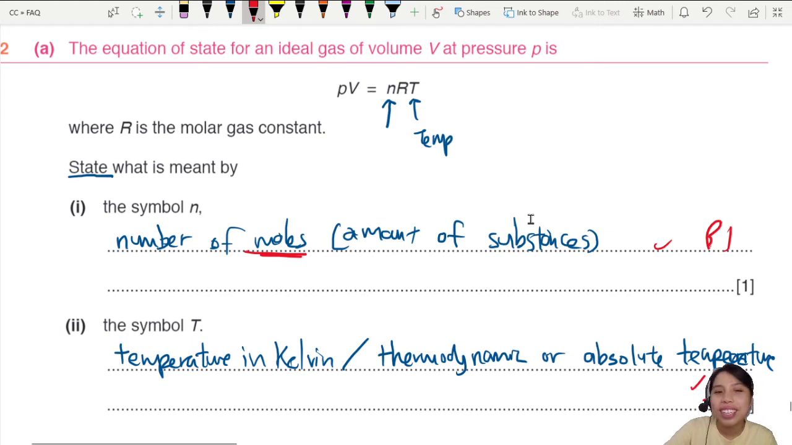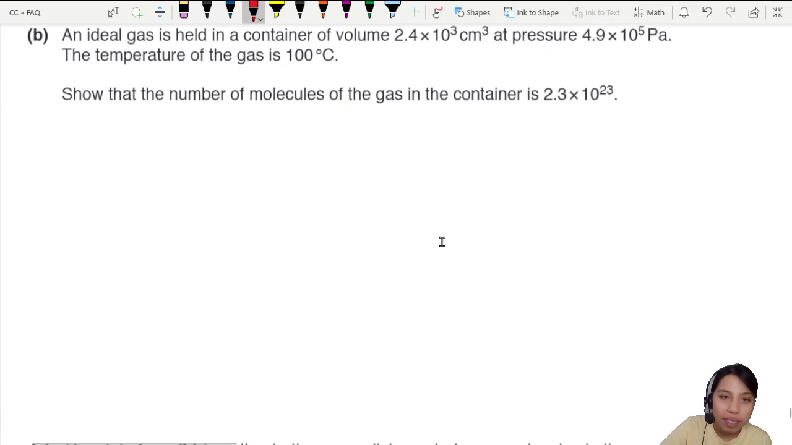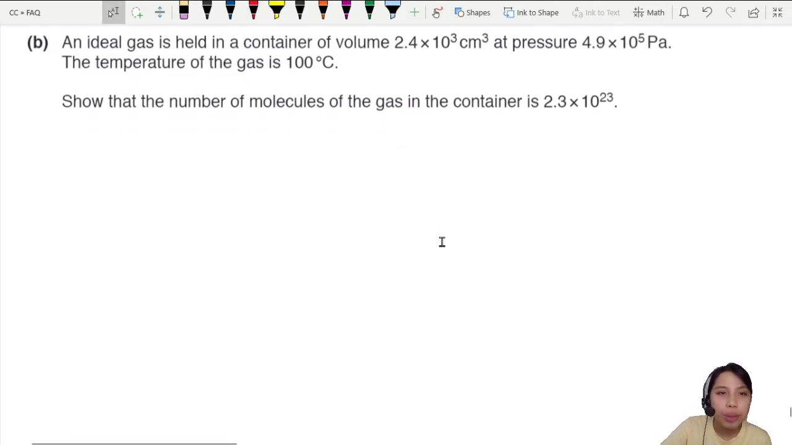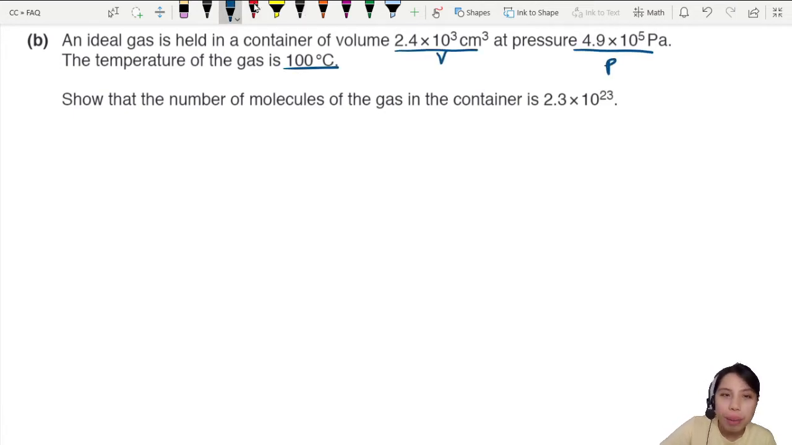For this first part, just make sure you know what the variables stand for. Then we come to the next part. Part C is very tricky, so let's go to B first. An ideal gas is in a container with a certain volume and pressure. Let's label all this out: we have V, P, and temperature, PVT. They gave us the equation, so let's use that: PV equals nRT.